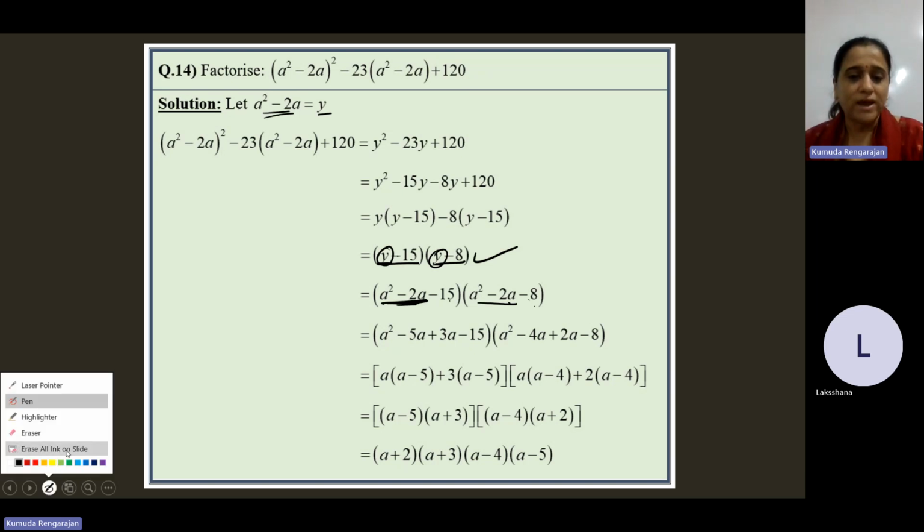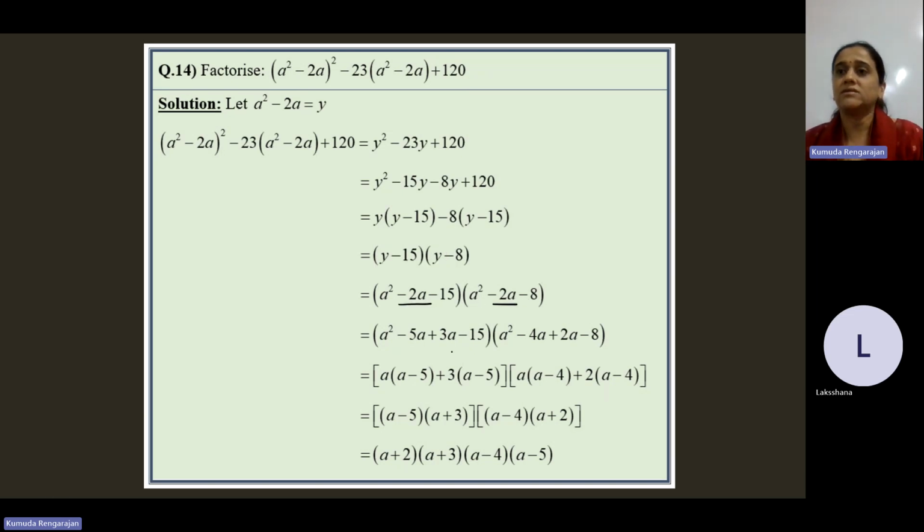Now again, in the two brackets you have quadratic expressions, or quadratic polynomials, which you should try to factorize further by splitting the middle term. You write out the sum and the product. If you're able to find the two numbers that satisfy the sum and the product, then you should split the middle term and factorize it further. Sometimes you might not get two numbers which satisfy the given sum and product. That means the quadratic expression is not further factorizable.